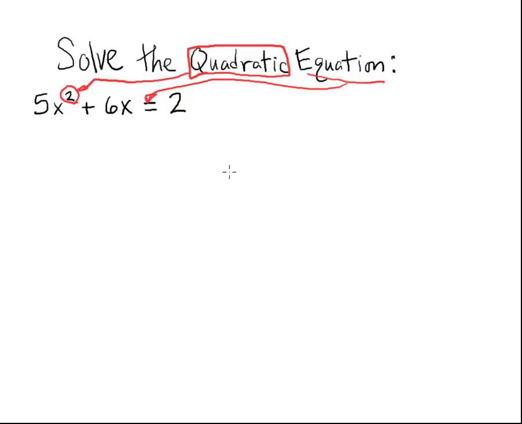So in an equation, if the largest exponent is a 2 and it's got an equal sign, you have a quadratic equation. So we can solve this thing in several different ways. The fastest way is to factor. That's the fastest way. So let's actually try that first real quick.